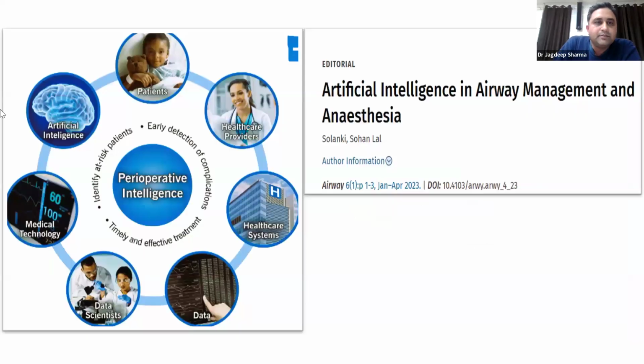So what is the theme of perioperative intelligence? The core elements include patients, healthcare providers, the healthcare system, huge amounts of data sets, and data scientists. It is put into medical technology, and with the help of artificial intelligence, that is given back to the patients. It helps in identification of patients at risk, early detection of complications, and timely and effective treatment.